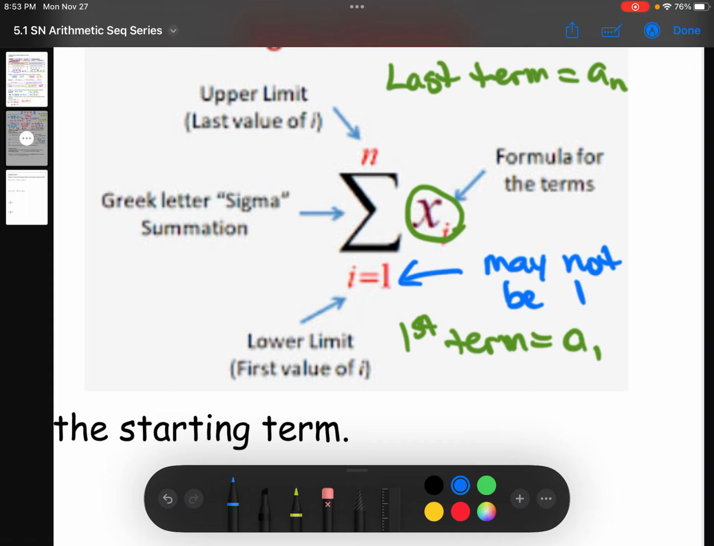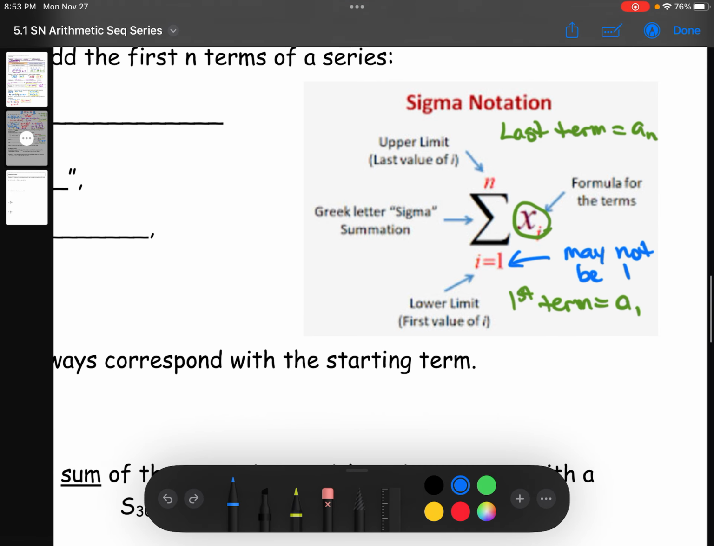The first term in our sum could be a sub 5. If there were a 5 down here, the first term in our sum would be a 5. It may not be 1, but this number on the bottom will always tell you what your first term is.